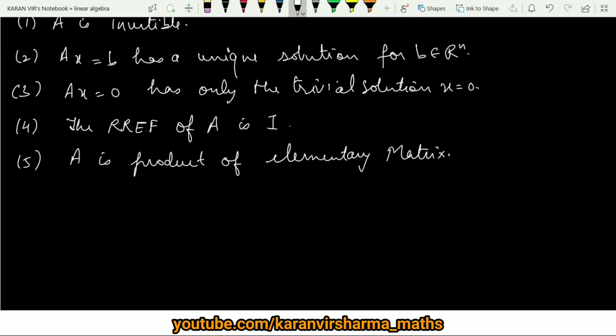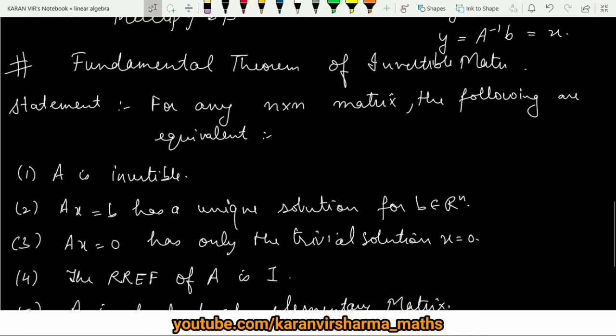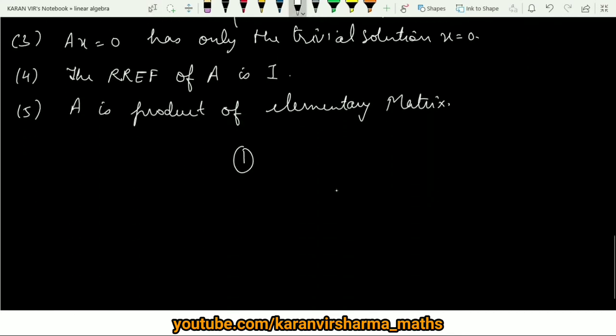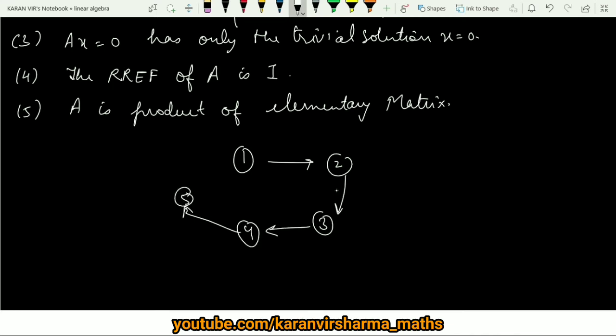Now what will be my strategy when I want to prove the fundamental theorem of invertible matrices? I'll be starting from the first statement, moving towards the second statement. From the second I will be proving the third, using the third I will be proving the fourth, using the fourth I will be reaching the fifth, and using the fifth I will be reaching towards the first. So that is what my proof strategy will be, correct? Now let us see the proof.